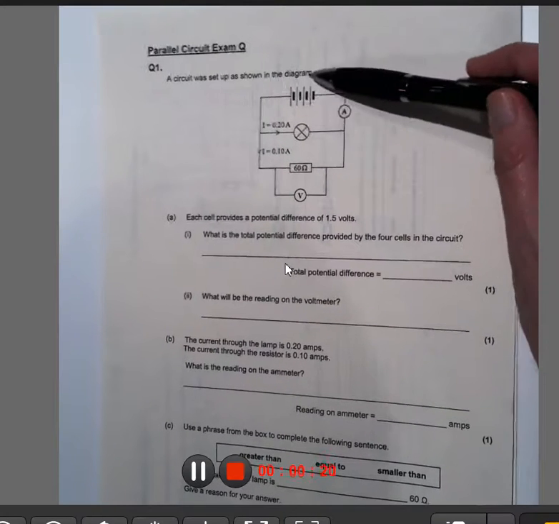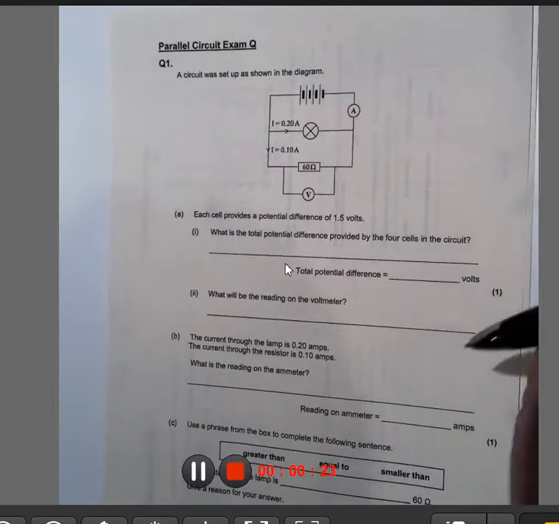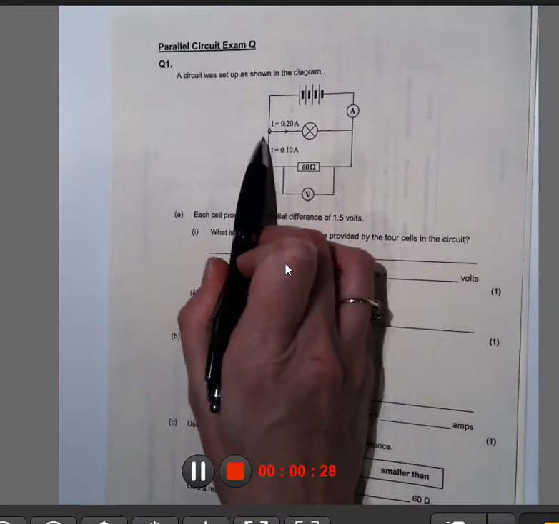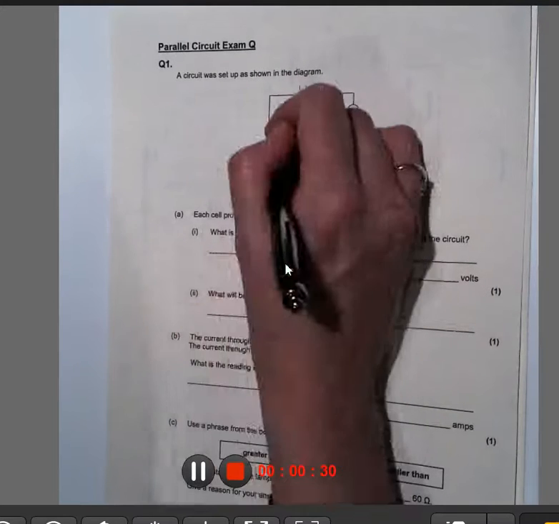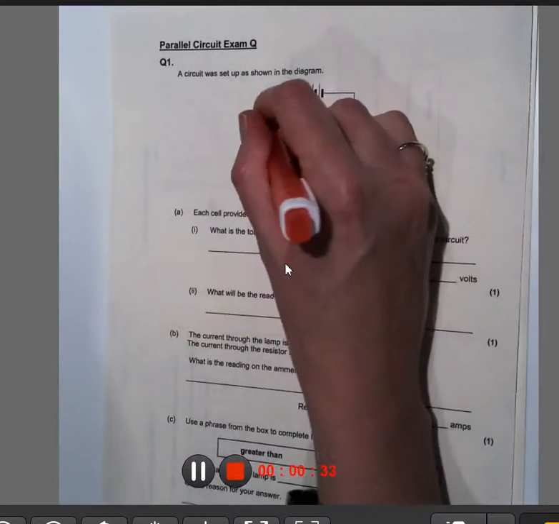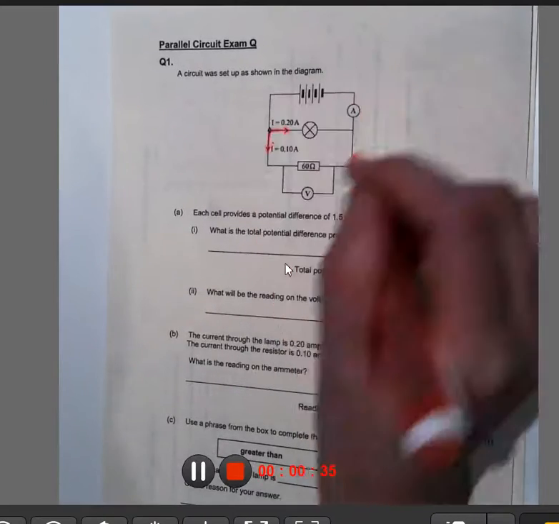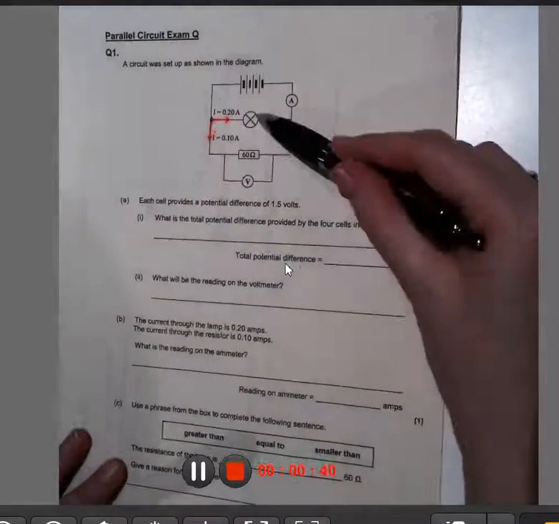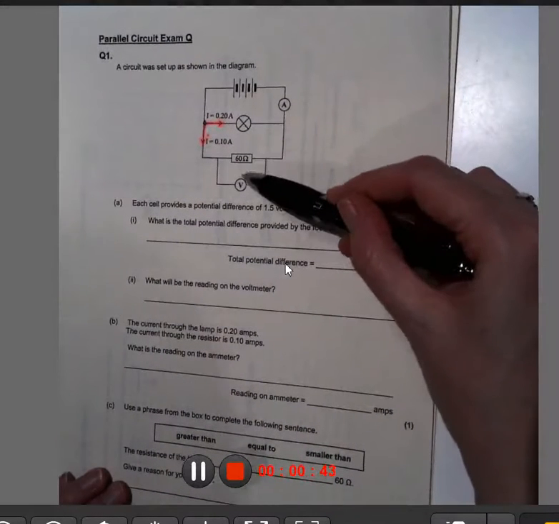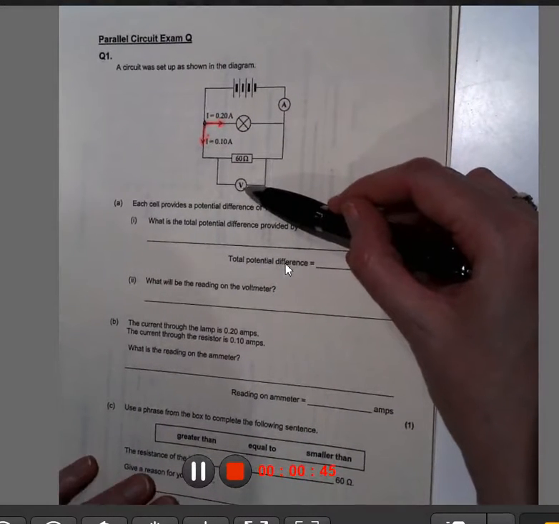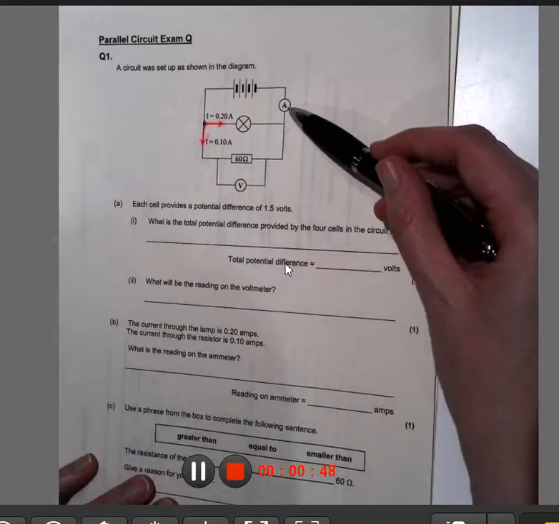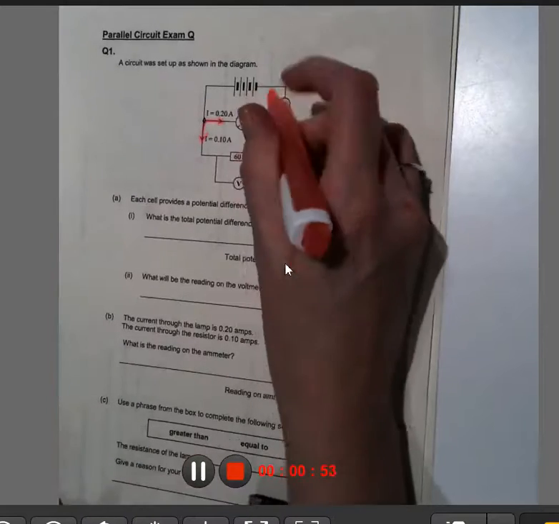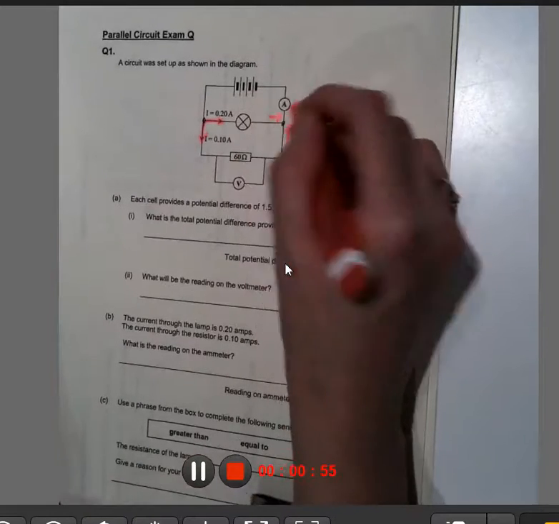We've got some cells here, we've got current here. The current splits here. 0.2 amps goes this way, 0.1 amps is going this way. We've got a bulb there in parallel with a 60 ohm resistor. There's a voltmeter across there to measure potential difference, and there's an ammeter here. So remember, when we get to this point here, two currents are going to come back together and add together.